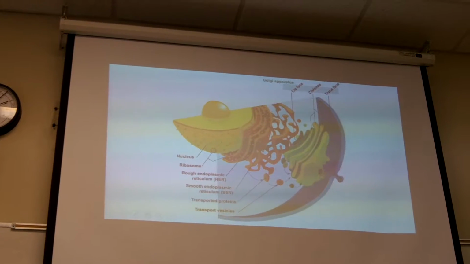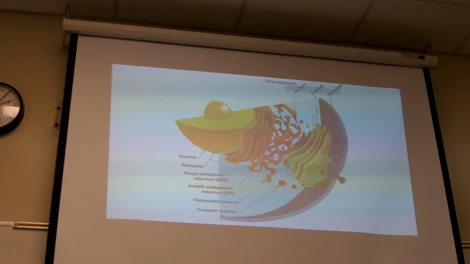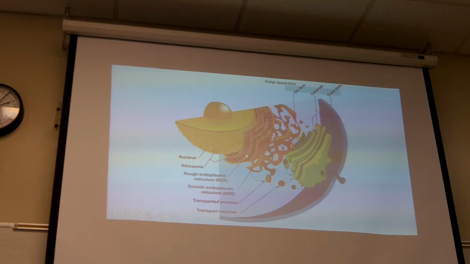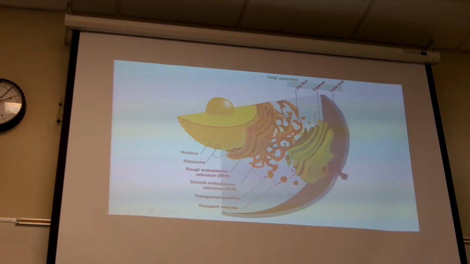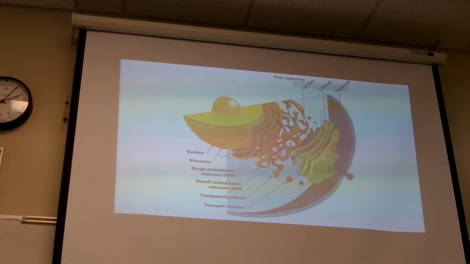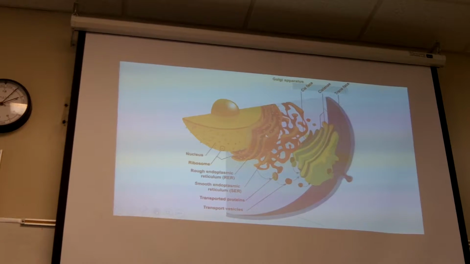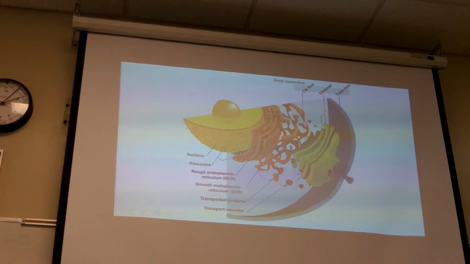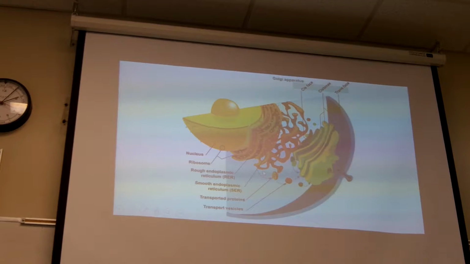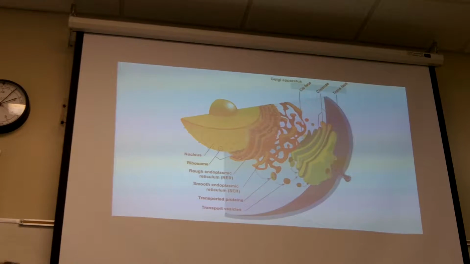Now there's two types of endoplasmic reticulum. There's rough endoplasmic reticulum, and there's smooth endoplasmic reticulum. The rough endoplasmic reticulum has ribosomes all over it. The smooth endoplasmic reticulum does not. Remember what ribosomes do?